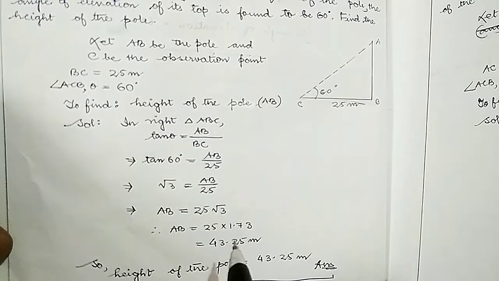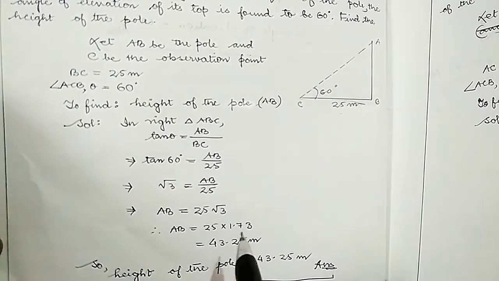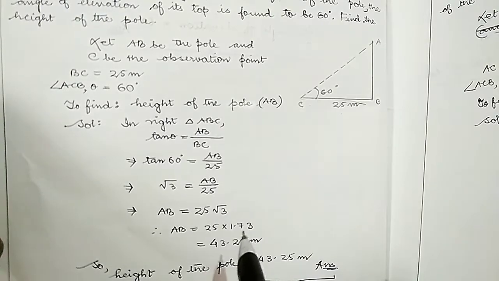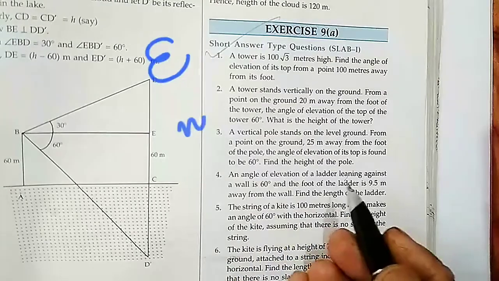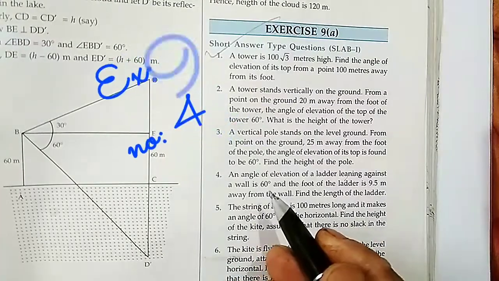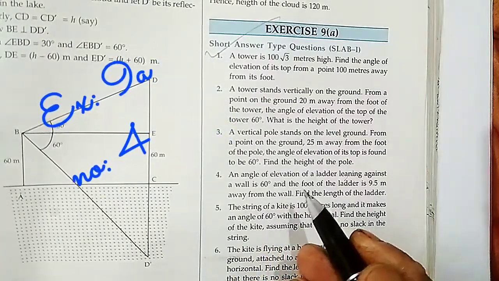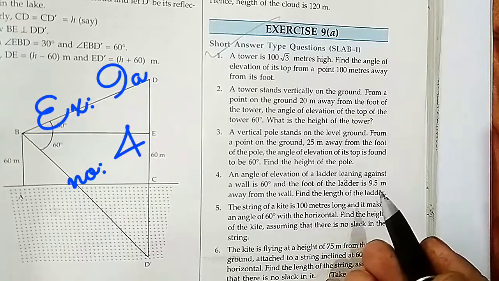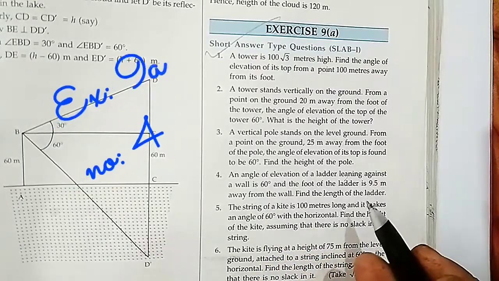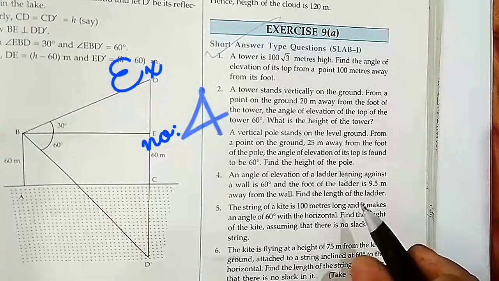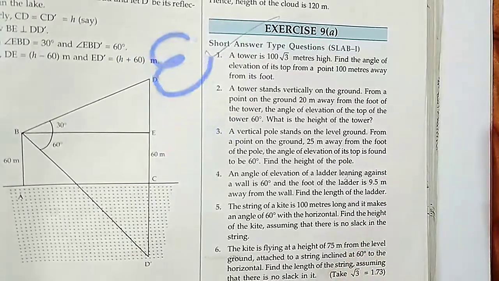So this sum is almost same as the previous sum. Let me explain the next sum, that is question number 4. An angle of elevation of a ladder leaning against a wall is 60 degree and the foot of the ladder is 9.5 meter away from the wall. Find the length of the ladder. Let me first draw the figure, then I am going to solve the sum.